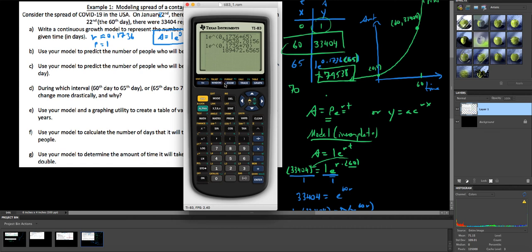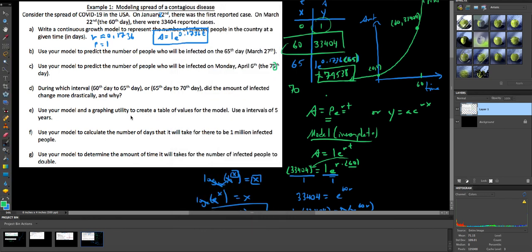But let's do this. Let's hit y equals, and we'll put in this model: 1 e to the power of 0.1736 x in parenthesis. Instead of hitting graph, behind graph it says table, and by hitting table, mine defaults to starting at time 0, and we had 1 here, but you can see as time goes on, day by day, the model is saying it's growing over time. On part E, it says use your graphing utility to create a table of values based on the model.